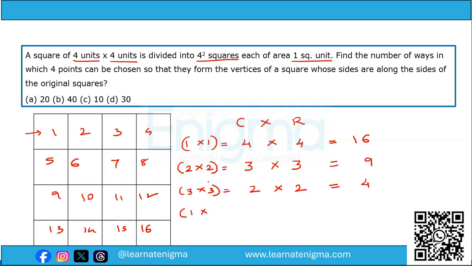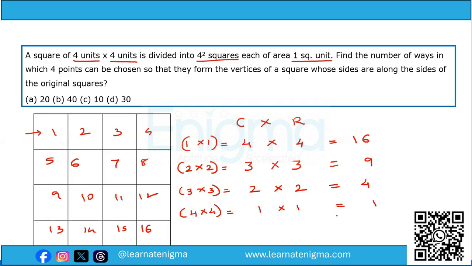And last, the 4 by 4 square, that would be 1 by 1. 1 into 1, that is 1. That is the outermost square. So you can see that is a 4 by 4 square.